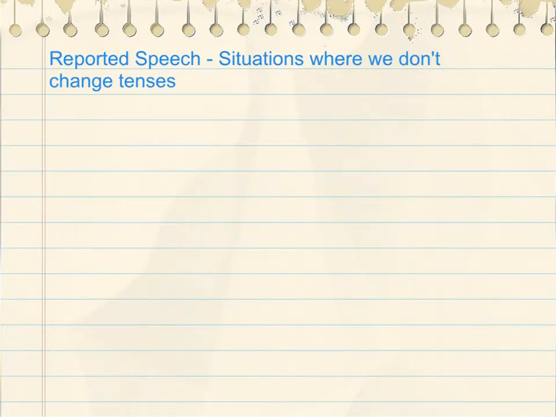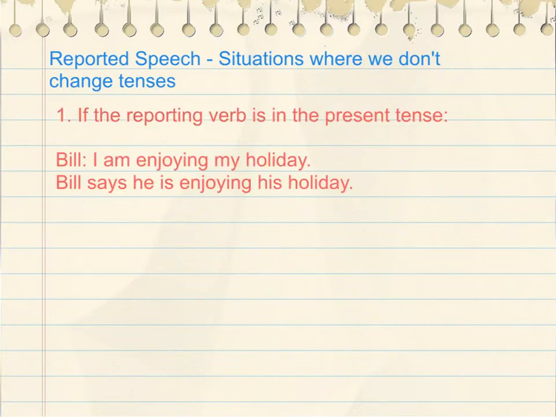There are, however, some situations where we don't need to change the tenses, so we don't need to take that one step backwards. Example number one. If the reporting verb, namely in this example it would be says, is in the present simple, then we don't need to change anything. So "I am enjoying my holiday" becomes "Bill says he is enjoying his holiday," not "Bill says he was enjoying his holiday."